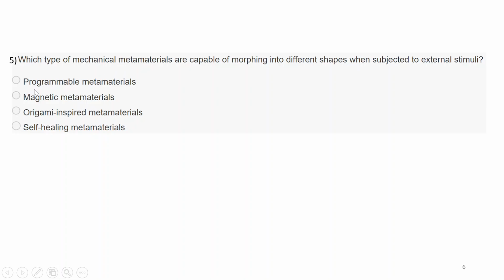Ma'am, I have a doubt. Can I ask now or after completion? You can ask now. Ma'am, do these metamaterials really work now? Is it in workable condition? Is it used anywhere?